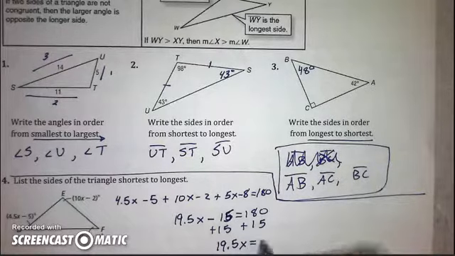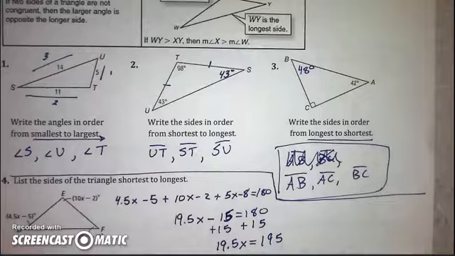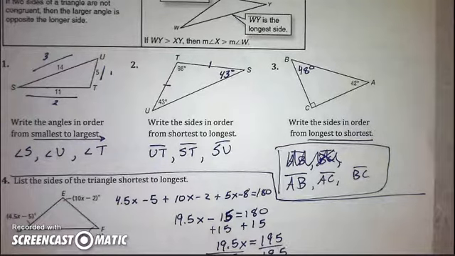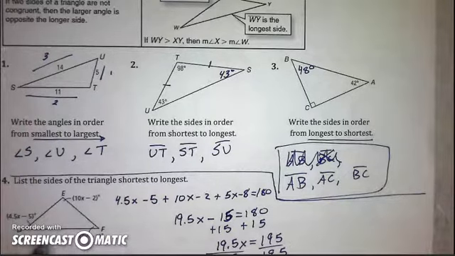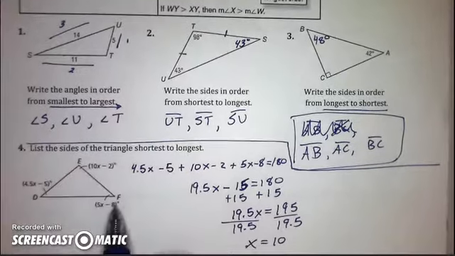That means 19.5x equals 195. And when you divide by 19.5 on both sides, you get that x does in fact equal 10, but that's not the answer. The answer is going to be the list of the sides from shortest to longest, and those will correspond to the angles from least to greatest. So I'm going to plug 10 in for all of these, and we should get the following angle measures.